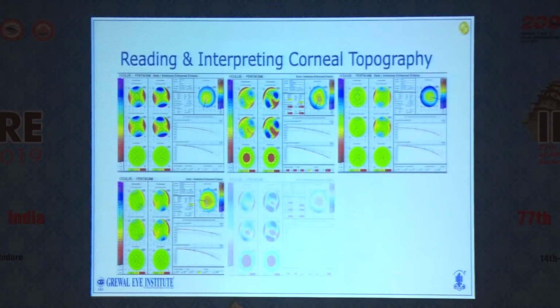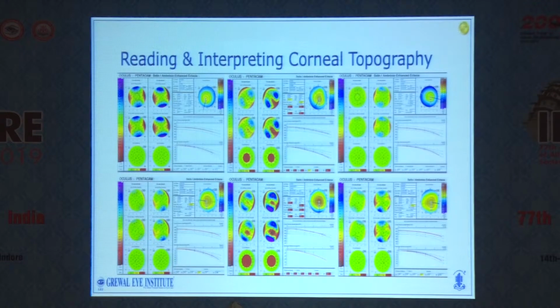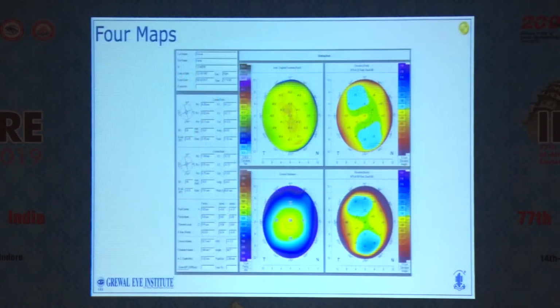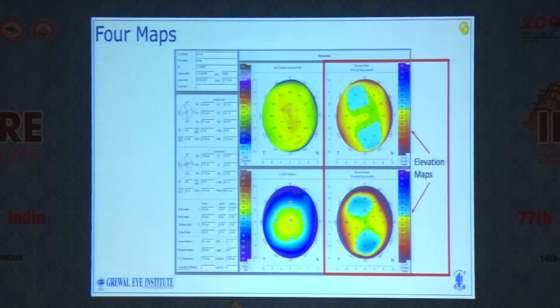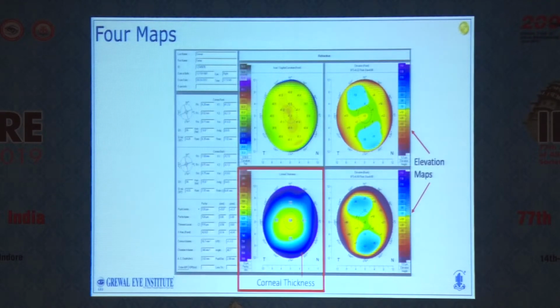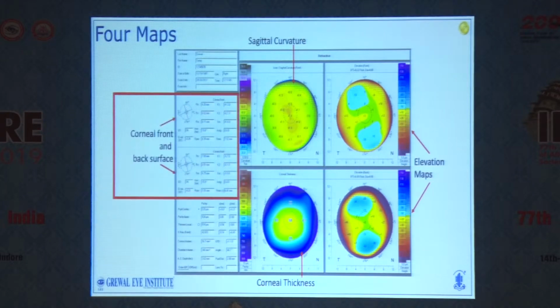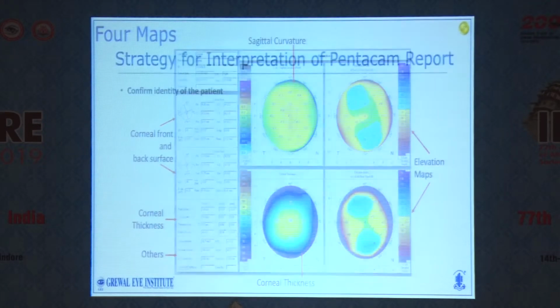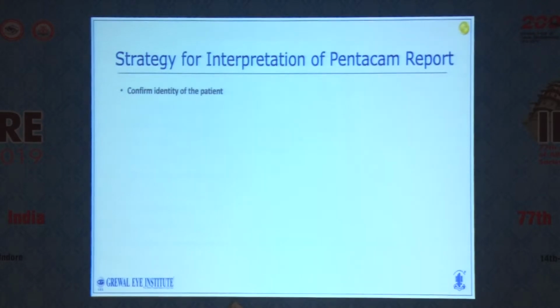Modern topographers provide us with an overwhelming amount of information. It is easy to get lost in the maze created by all this information. Even the basic 4-map refractive display gives us the elevation maps for the anterior and posterior cornea, the corneal thickness, the anterior curvature map, different data about the anterior and posterior surface of the cornea, and anterior chamber data. It is important to browse and analyze this information in an efficient manner, and to do so, it is crucial to adopt a strategy.